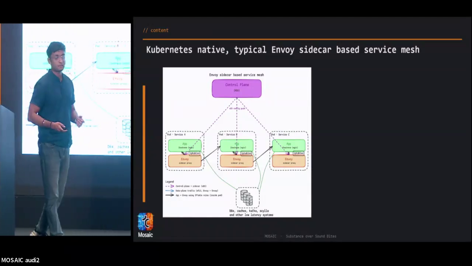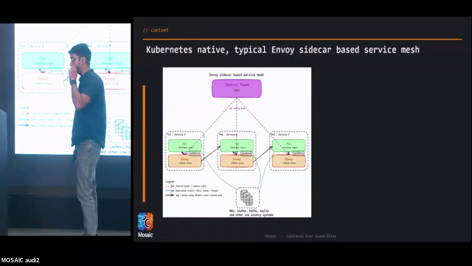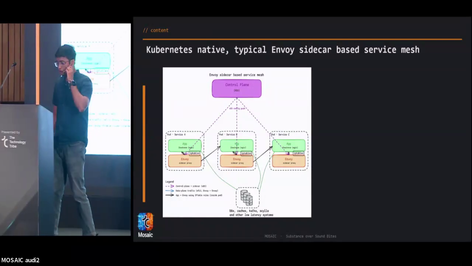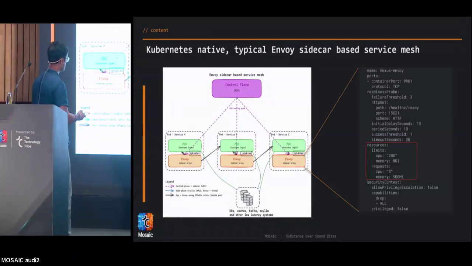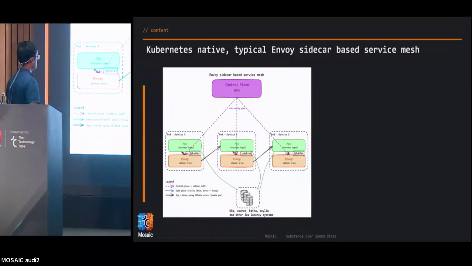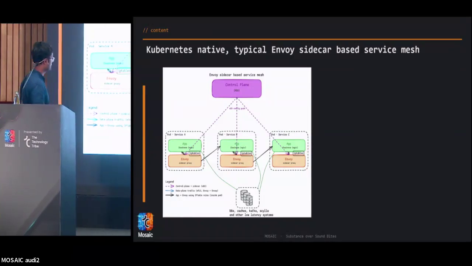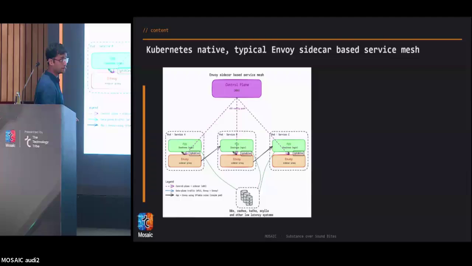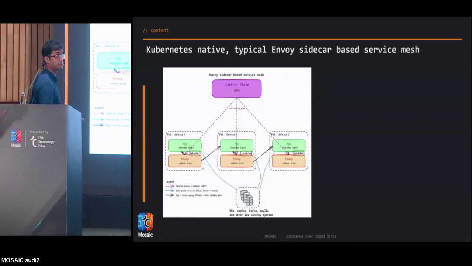For all the packets which are coming in or going out of your application container, all those packets are hijacked by a thin layer called IP tables. The job of IP tables is to capture all those packets and send them to the Envoy sidecar, and then the Envoy sidecar decides how those packets should be routed to whichever destination they are supposed to end up at.